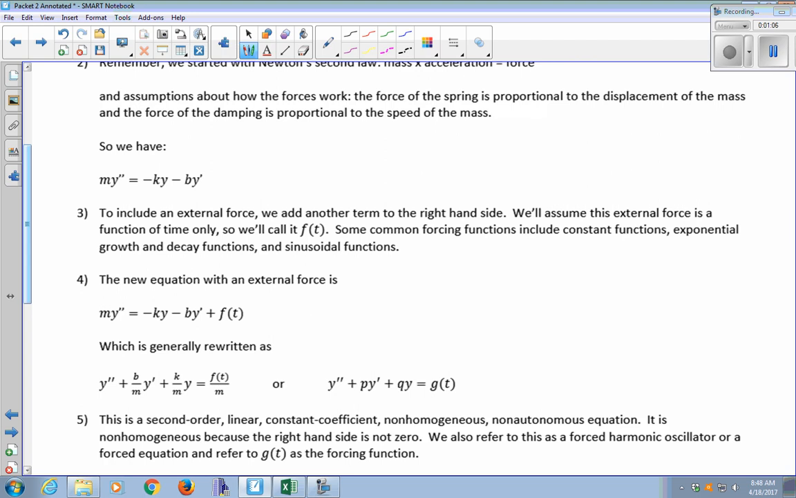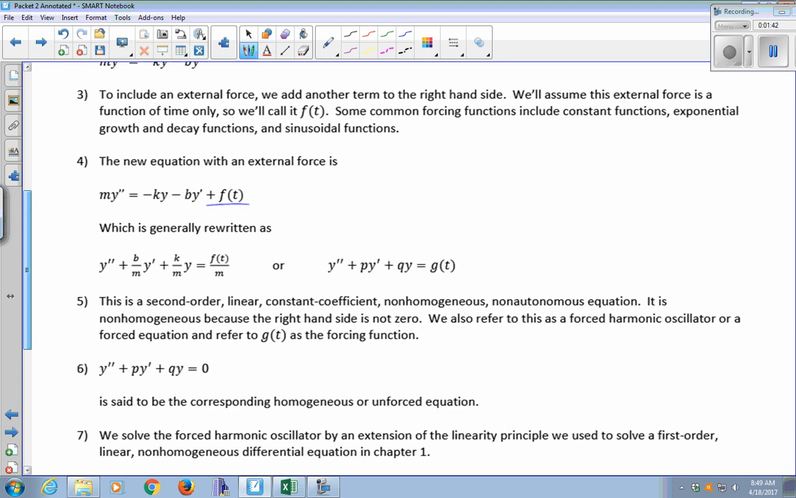So to include an external force, we just add another term to the right-hand side, and we're going to assume this external force is a function of time. So we're going to call it f of t. Some common forcing functions would be a constant function, exponential growth and decay functions, so that the force being applied either grows over time or decreases over time, or sinusoidal functions, which are very common. You might use a sinusoidal forcing function to model an earthquake or sound waves against glass. So in our new equation, we just add the forcing function to the right-hand side as another force. This is mass times acceleration equals this whole side, which is all the forces.